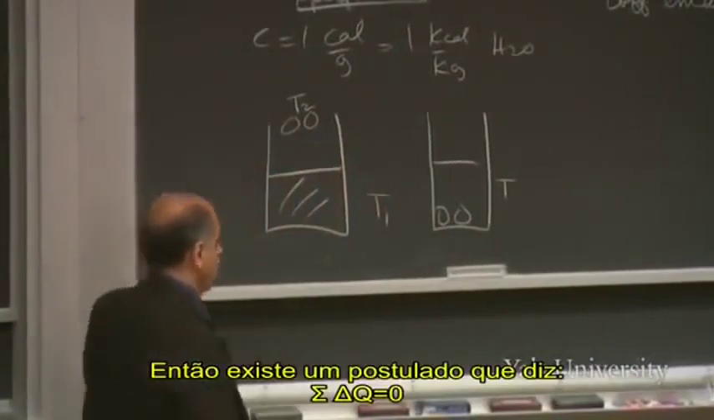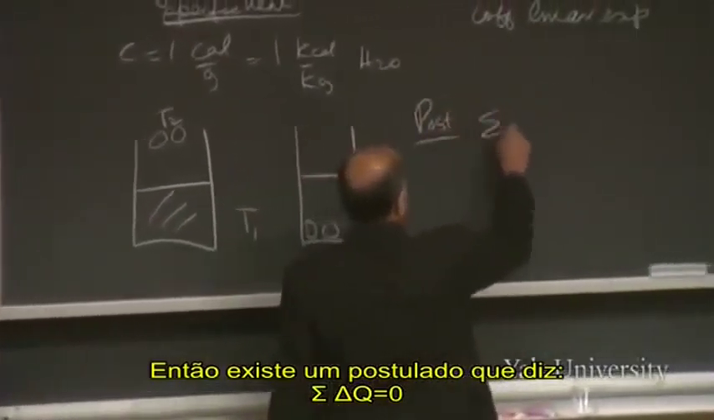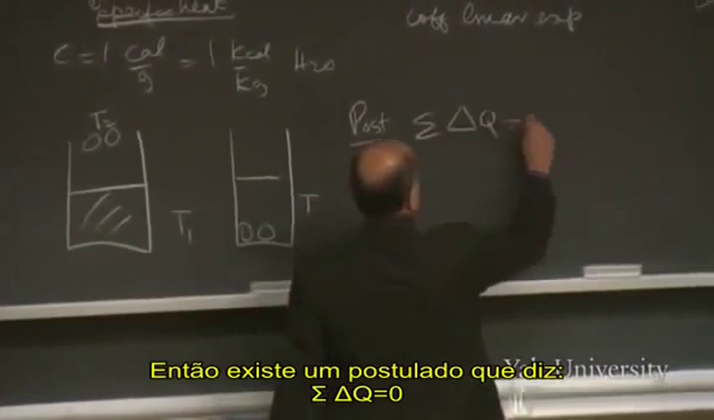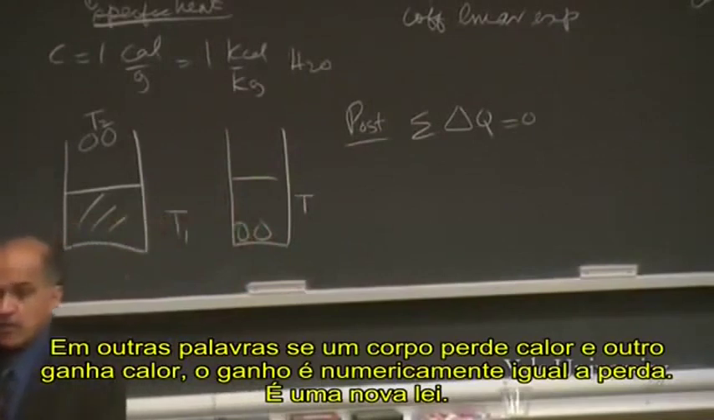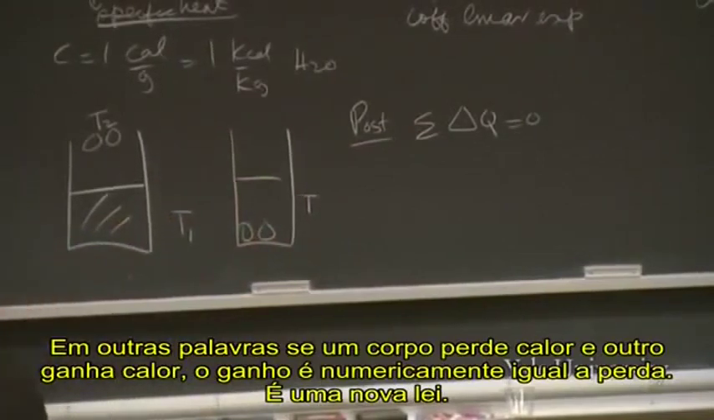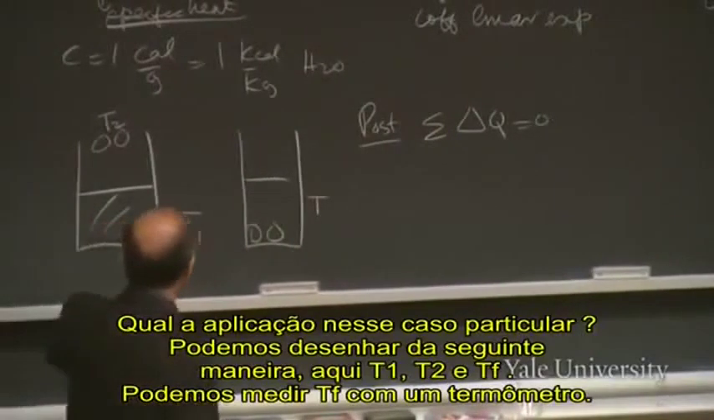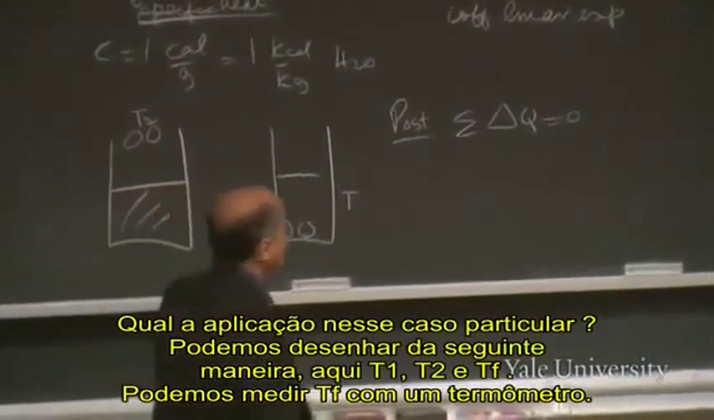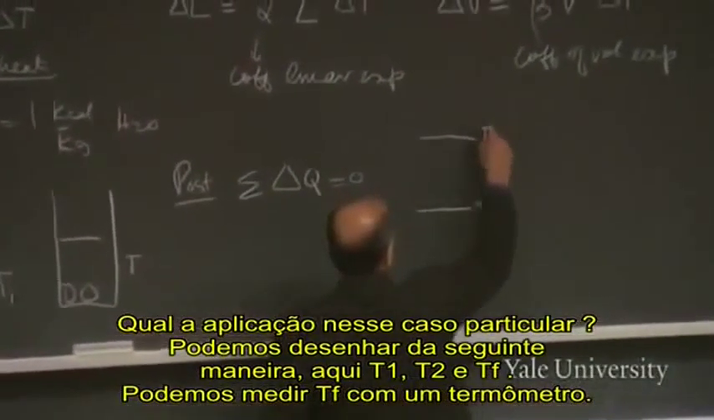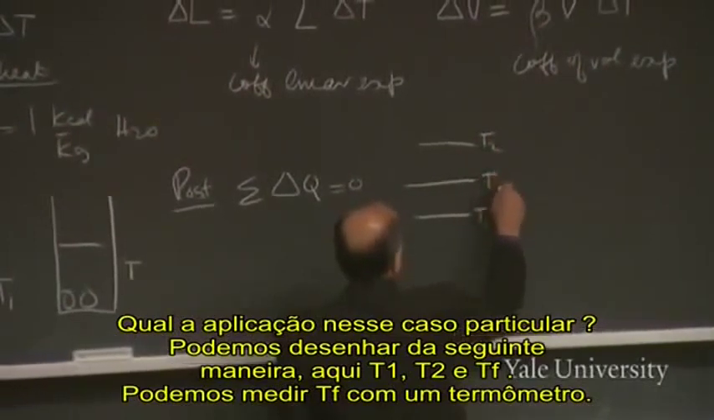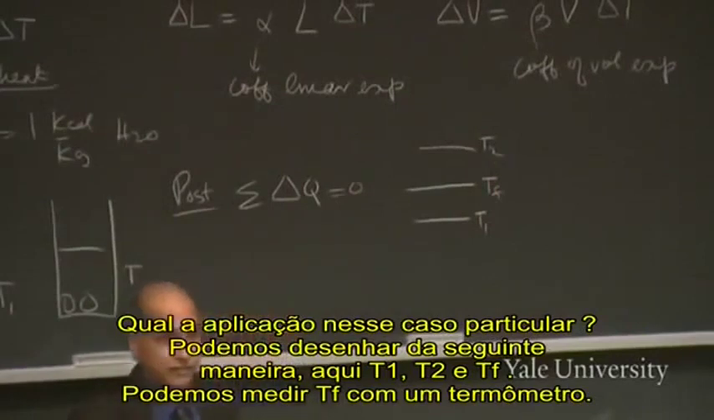We will now postulate, this is a postulate or a law: the total change in Q is 0. In other words, if Q is lost by one body and gained by another body, the loss and the gain must be equal. It's the new law. In that case, what can you say in this particular problem? In any of these heat problems, I urge you to draw the following picture. Here is one temperature, here's another temperature, here's the final one, which we don't know. But we can measure it, put a thermometer and measure it.